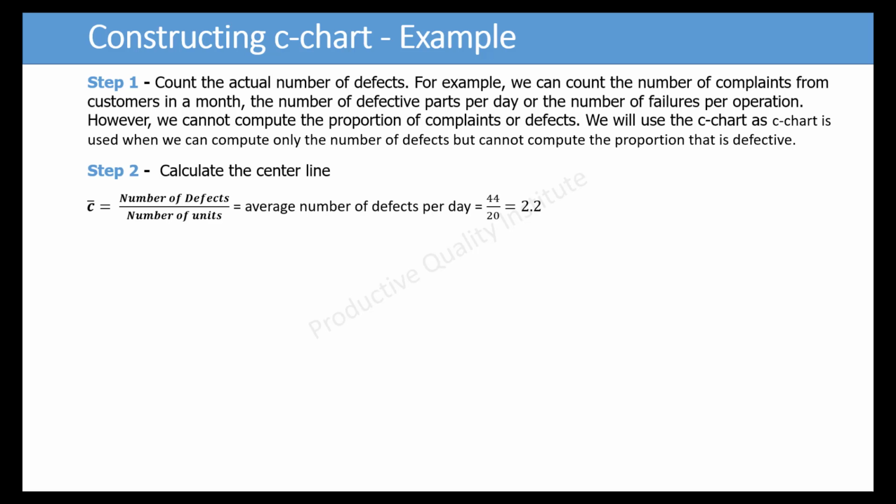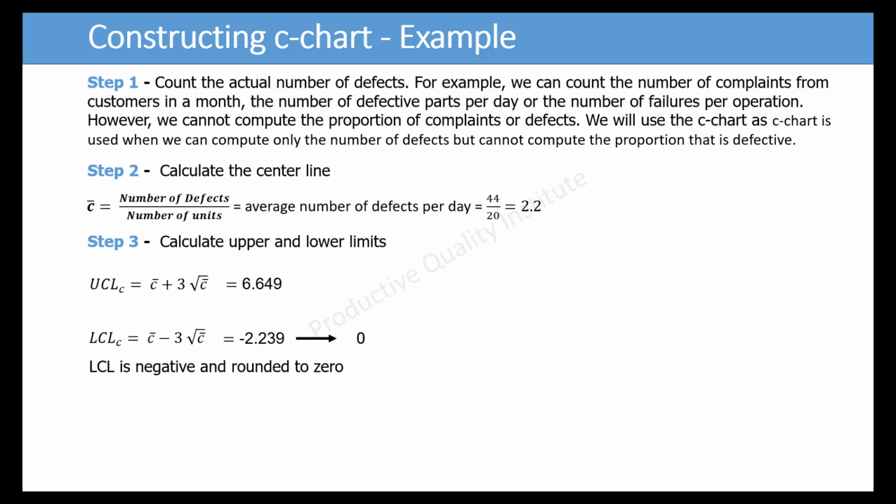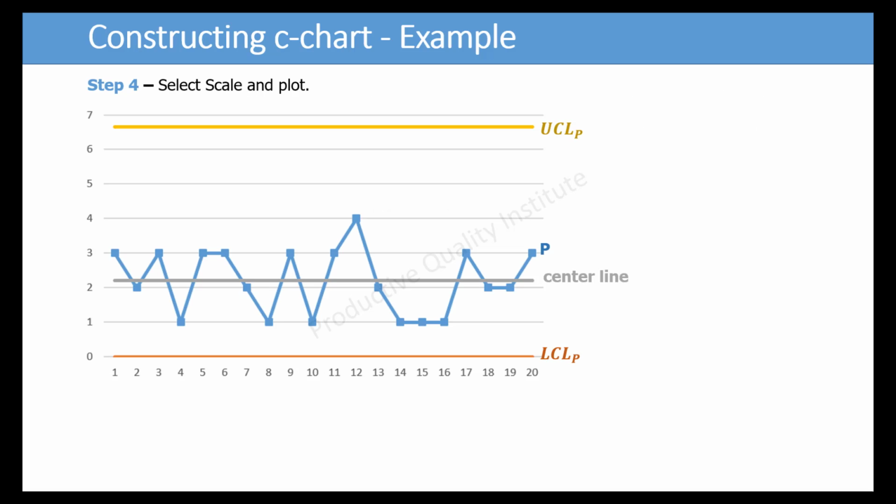Step 2. Calculate the center line: the number of defects divided by the number of units. Step 3. Calculate the upper and lower limits according to the equation. LCL is negative and rounded to 0. Step 4. Select scale and plot, and check for special causes of variation.